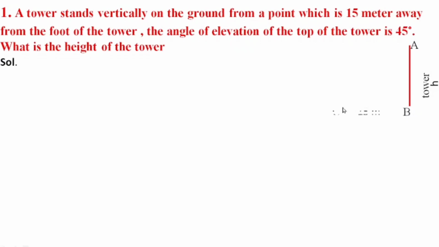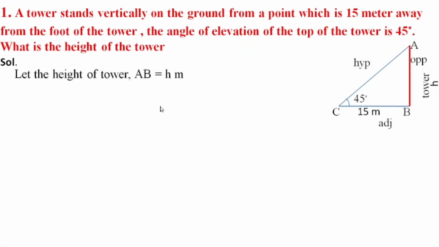Here A is the top portion of the tower and B is the foot of the tower. From the foot of the tower, 15 meters away, there is a point C. Now I will join AC, and here the angle of elevation is given as 45 degrees with the ground. Now this ABC is a right angle triangle, 90 degrees at B. The side opposite to the angle is known as the opposite side, AC is known as the hypotenuse, and BC is known as the adjacent.